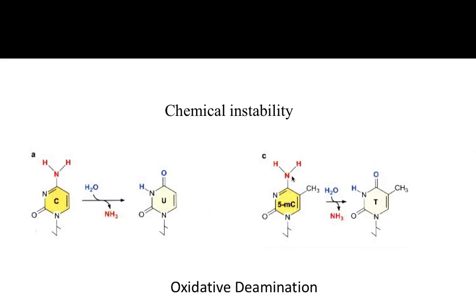Now if this water comes in and cleaves off this nitrogen, that goes off, the water comes in, and the oxygen remains here. Now this structure, instead of being a uracil, is a thymine. And this is exactly what's supposed to be in the DNA. So now we have a problem because we'll have this thymine on one strand and a G on the other strand. That's similar to what I showed you with the error in replication.